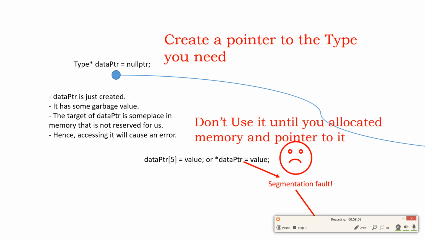What you do, you create a pointer to a type you need, whatever type it is. Integer, double, employee, student, car, transcript, character, whatever you want. You create a pointer, and you always set it to nullptr. This should be like religion for you. A pointer that is not used is always null. Remember that. You never leave any pointer uninitialized.